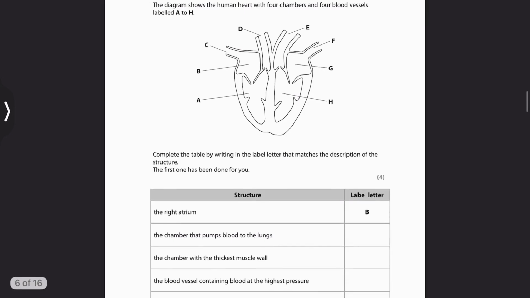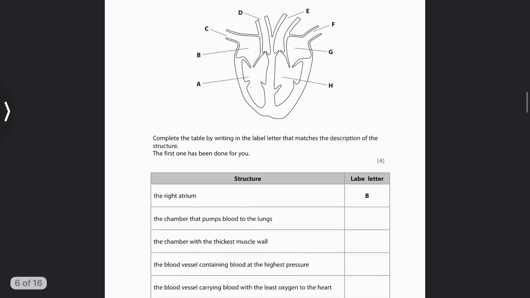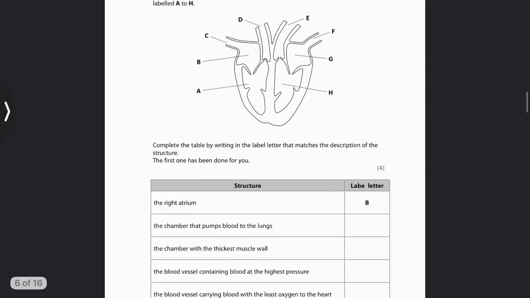One more question, okay? Just one more question on the heart. So it says the diagram shows the human heart with 4 chambers and 4 blood vessels labeled A to H. Complete the table by writing the label letter that matches the description of the structure. The first one has been done for you. So this should be very straightforward for us now after we've done so many questions together.